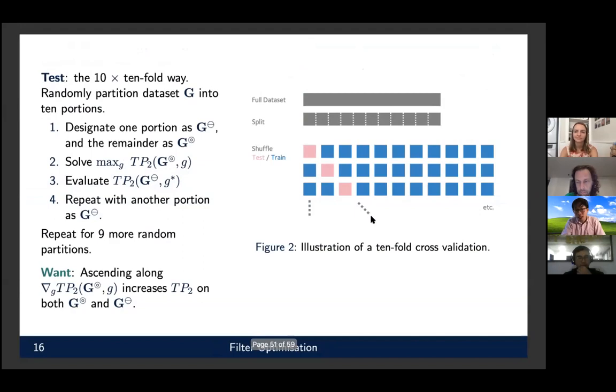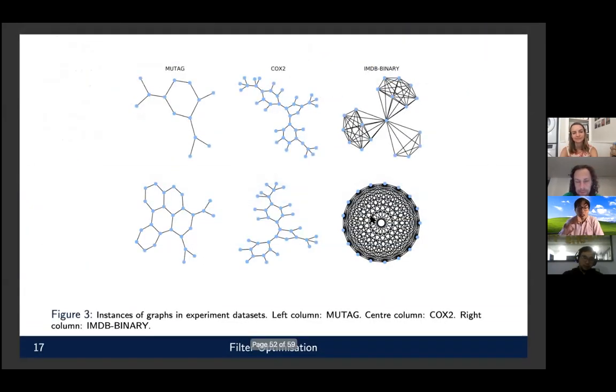And we could get some statistics out of these 100 experiments. And what we want to see is, as we ascend along this gradient of TB2 with respect to G, we want to increase TB2 for both the seen data and the unseen data. So these are some data sets we looked at. The first 2 are molecular data sets. And the last one is ego networks for movies, where each node is an actor.